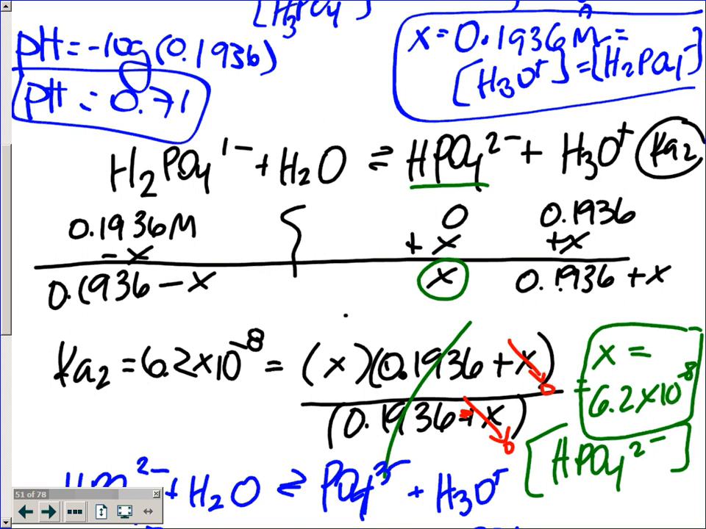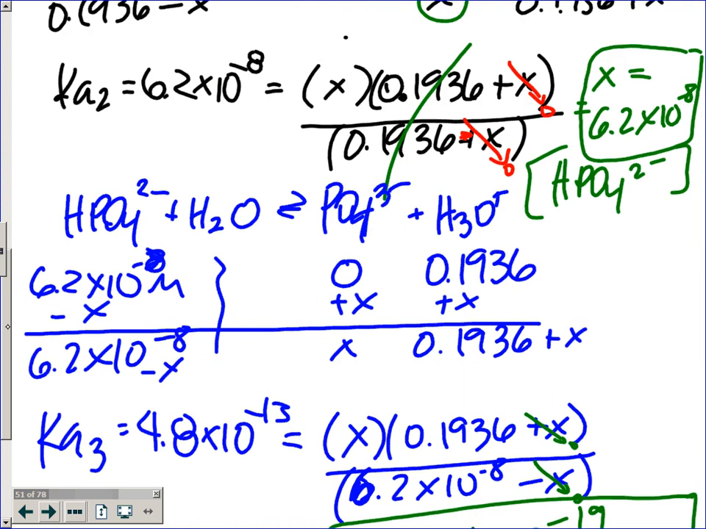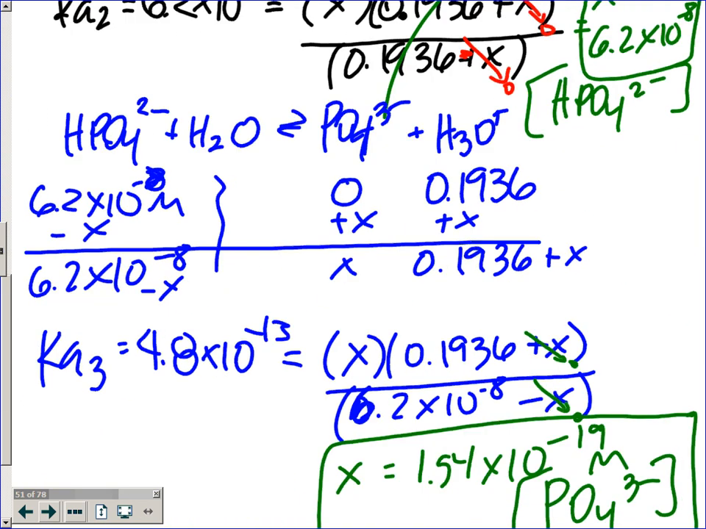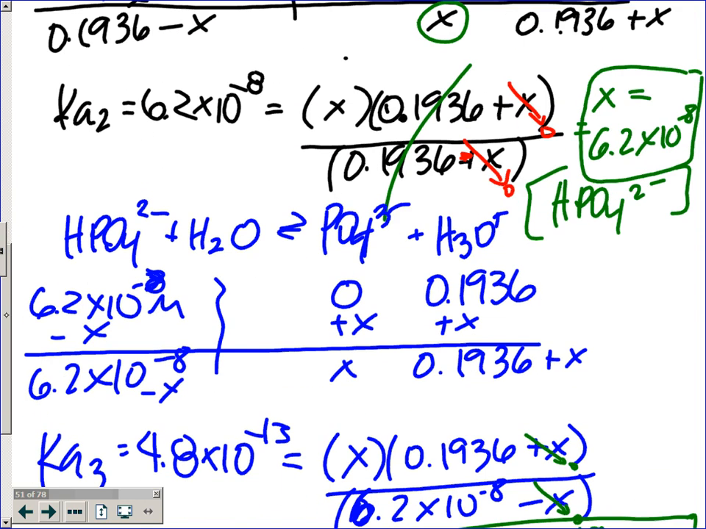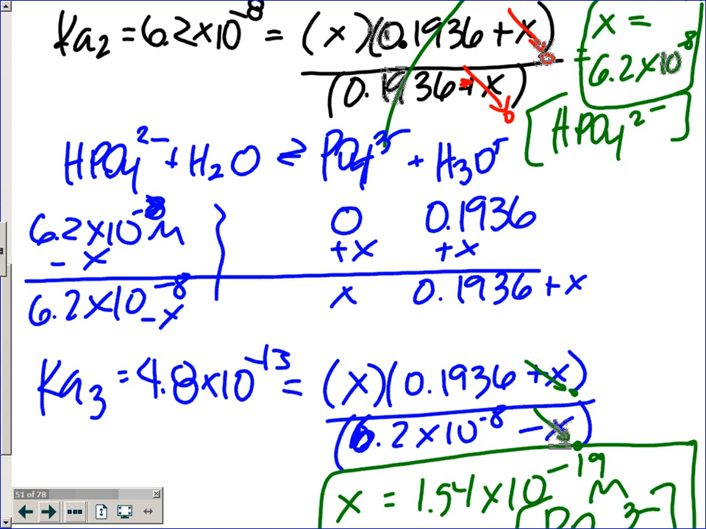And then this guy will probably still be 6.2 times 10 to the negative 8 because that value of X is so teeny tiny. So that's going to be that concentration. And then phosphate will be the X we just found last. Hydronium, all those X's we added were insignificant, so it should still be that.